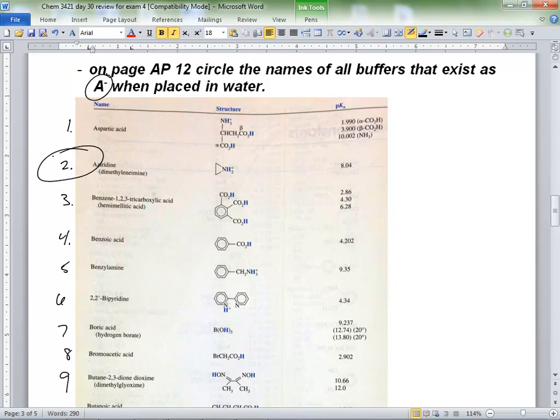So would you circle 3? No. Would you circle 4? No. Would you circle 5? Yes. To make that neutral, would you circle 6? Yes.